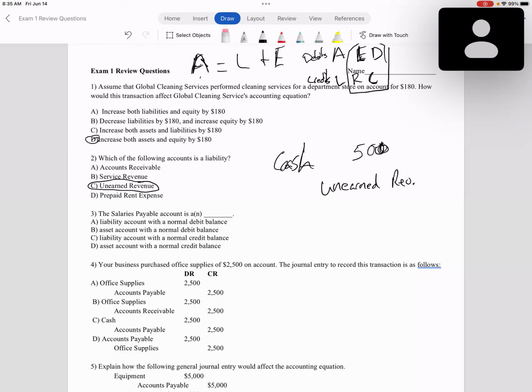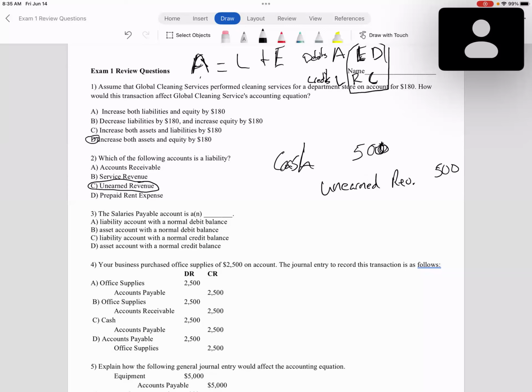So that's how those problems work, and it'd be $500. Okay. So the liability account there is unearned revenue. It's also called deferred revenue, or you can just simply label it as a liability. And then prepaid expenses, that's where you pay early.